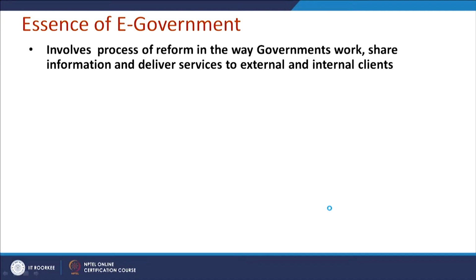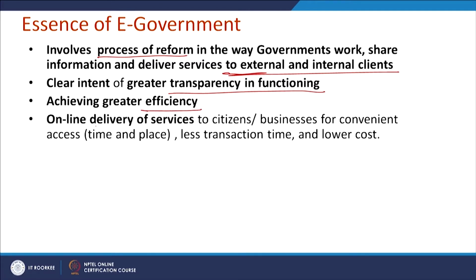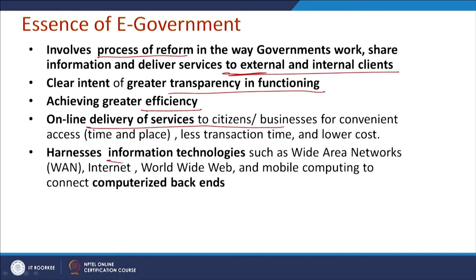Some of the essence of e-governance, you can see some points. It involves a process of reform in the government, how they work and share information, as I told you. It is not only external, it is both internal and external clients, that means the citizens, and also the external people who are coming to the city for investment and different purposes. Then a clear intent of greater transparency in functioning, greater efficiency, and online delivery of services, which is very important for day to day transactions. Then you are using information technology, wide area networks, the internet, and so many tools, so that you can achieve all these benefits.